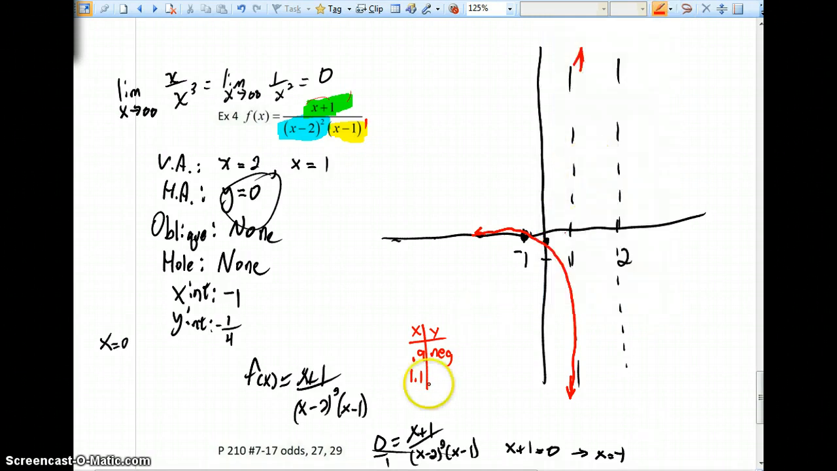And by the way, when we plugged in 1.1, we said we were positive. Might say, what's happening when we plug in 1.9? Well, when you plug in 1.9, the top term is positive. Down below, we'd get something positive.